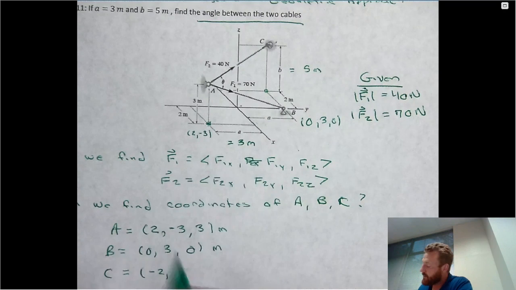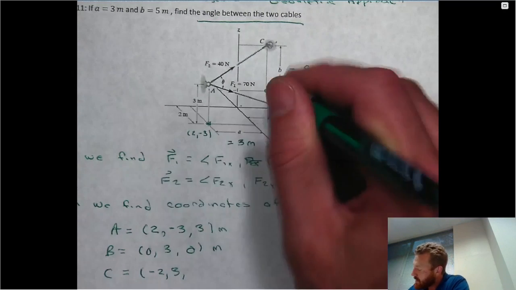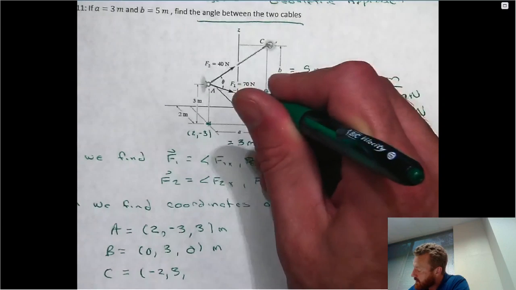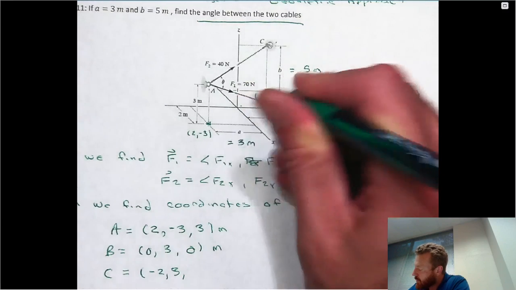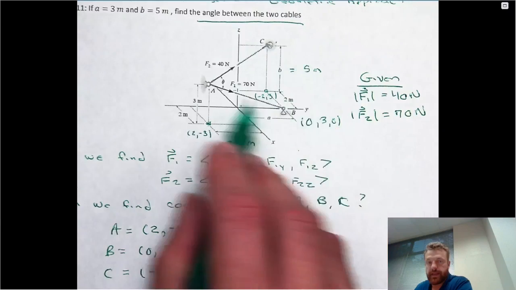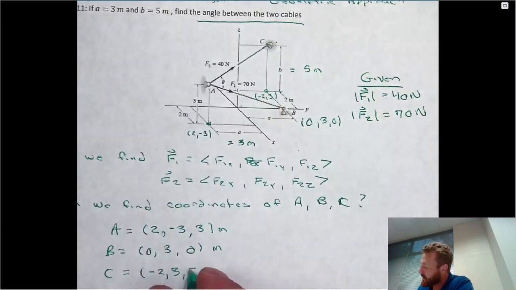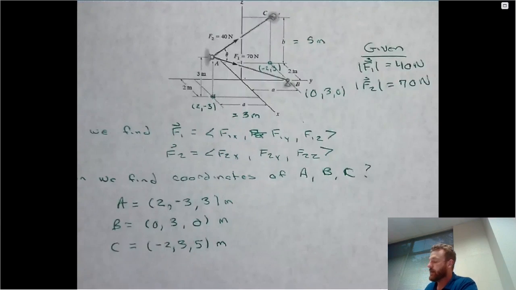So remember that the value for a for us is 3. And then once we go to that point in the xy plane, which is going to be minus 2, 3, we're going to go up by b units. And that up is in positive z. So that would be 5 units up in b. So there we go. Those are the 3 coordinates that we need.